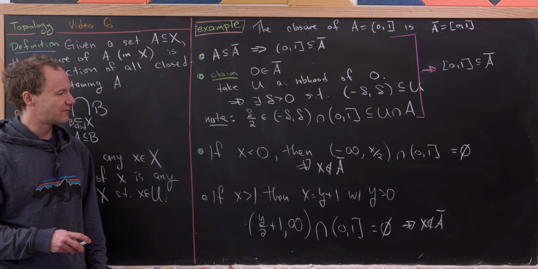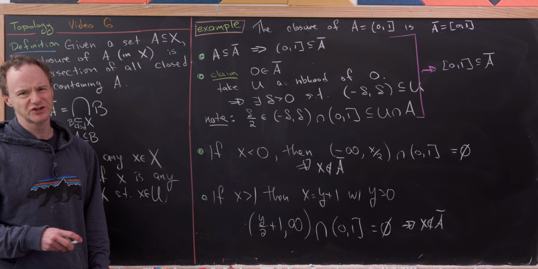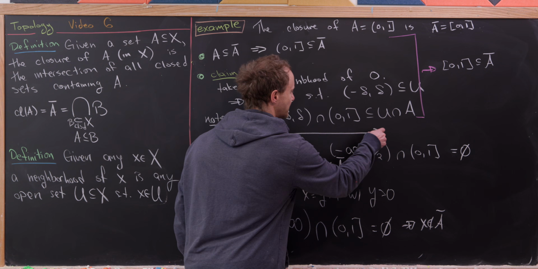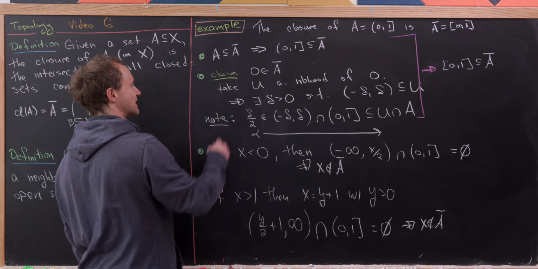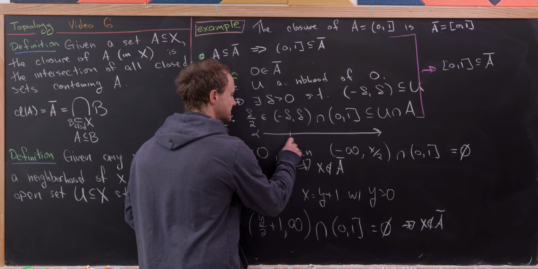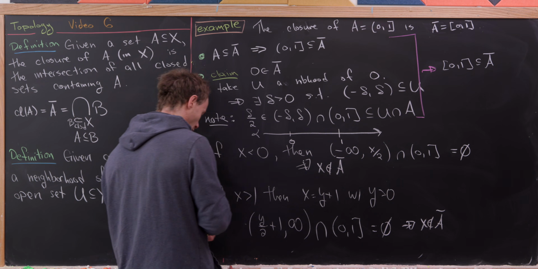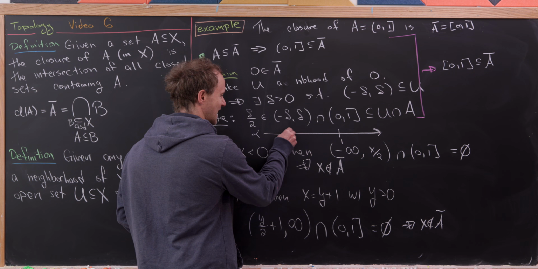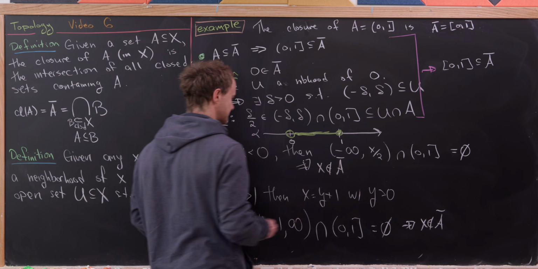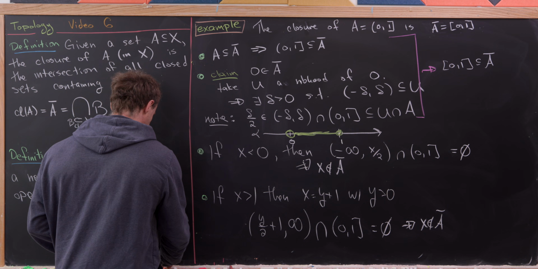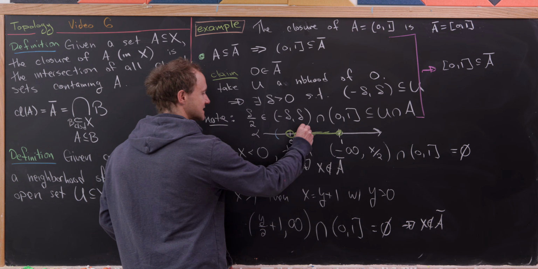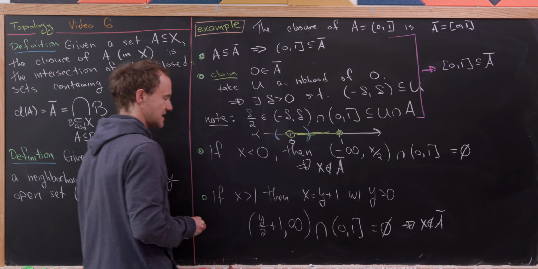Now, I guess before we really move on, we should look at some pictures here. So let's look at a picture for this first bit where we're showing that 0 is inside of a closure. So let's maybe put 0 here and we'll put 1 here. And our set A would be this yellow shaded stuff like this. But notice that this minus delta to delta is like this kind of interval right here.